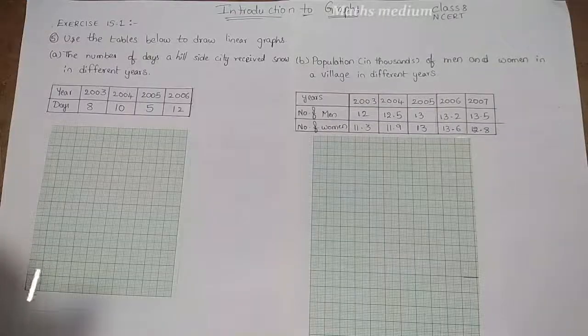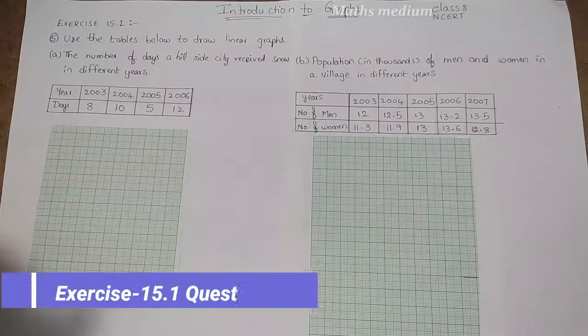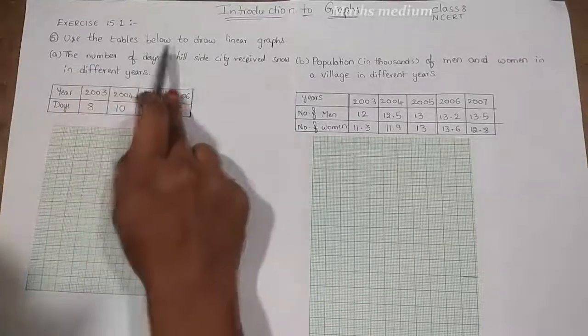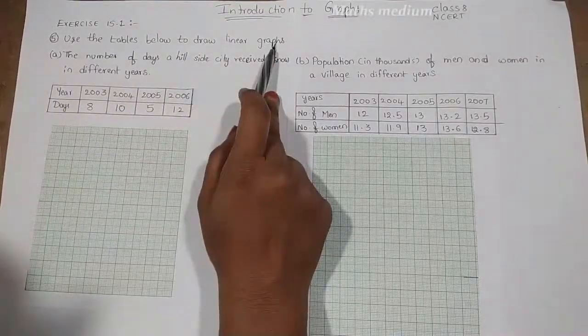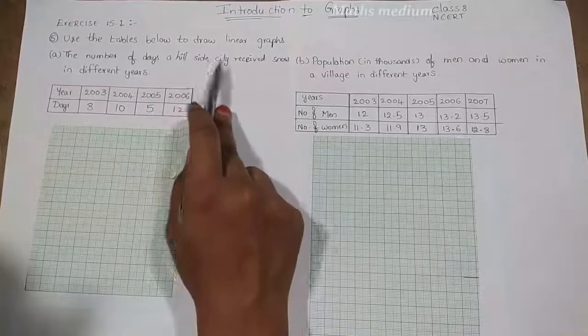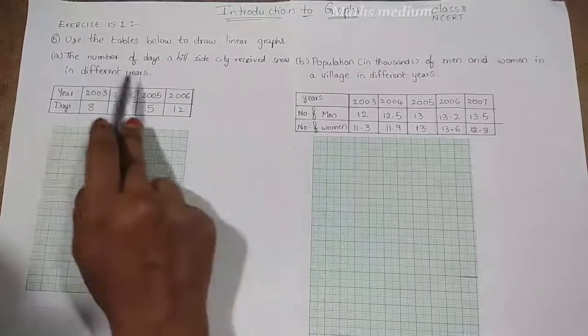Hi, hello, welcome to Maths Medium. Today I came with exercise 15.1 from Introduction to Graphs, 8th class NCERT. Question number 5. Use the tables below to draw linear graphs. Question A. The number of days a hillside city received snow in different years.